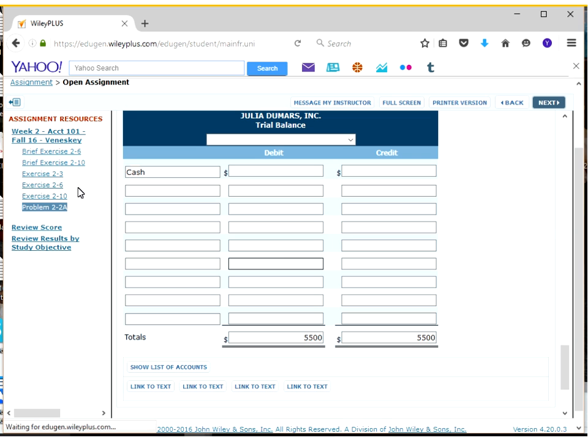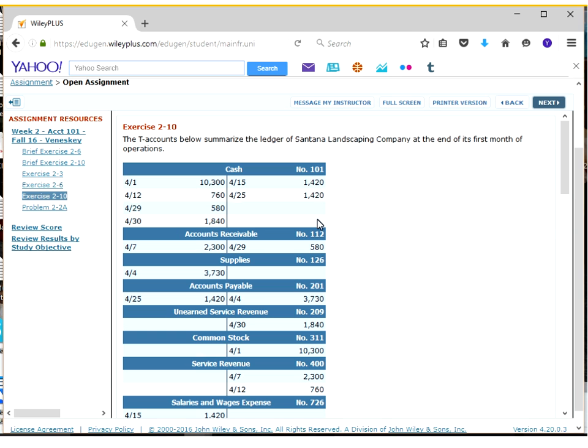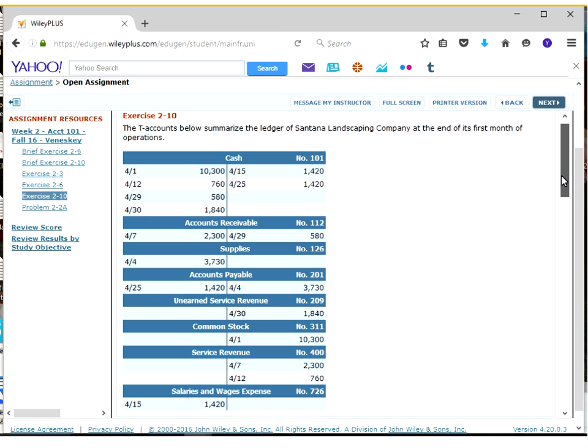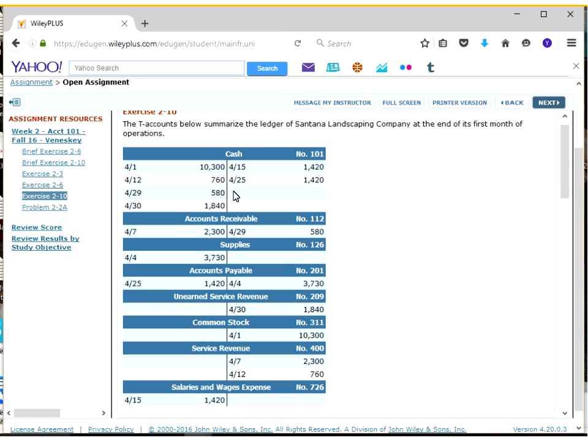Now, the other problem that I wanted to look at was this one, exercise 2-10. The key with this one, and this one can be confusing when you're looking at it and starting to answer it. It's not confusing right off the bat. You think, oh, okay, they're giving me some TAccounts. And then when the transactions happen, so we had a debit of $10,300 of cash on 4/1. So I'm probably going to be able to find a corresponding $10,300 on 4/1. And that's so we can tell what happened. The business got money in exchange for an investment.